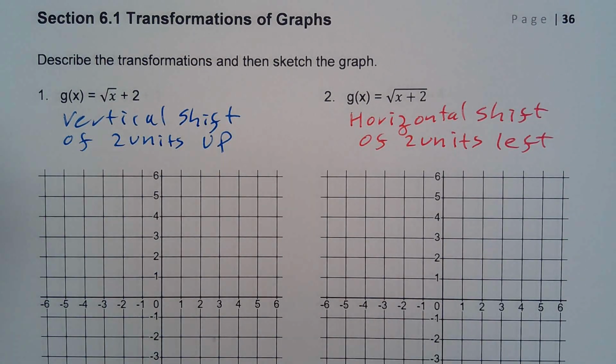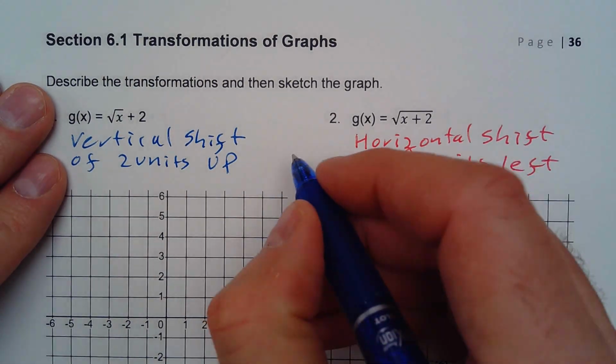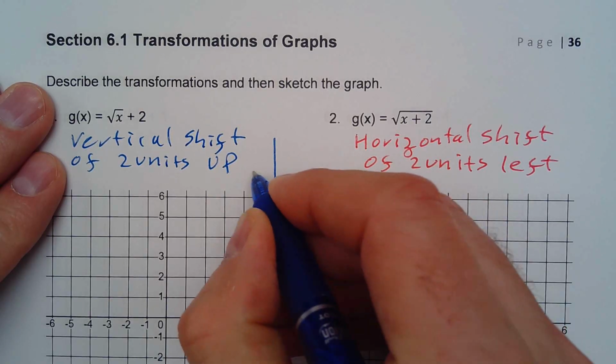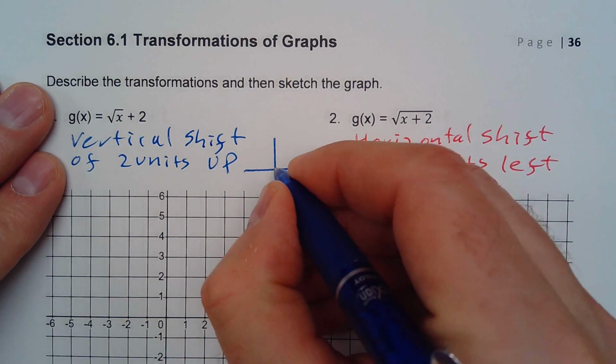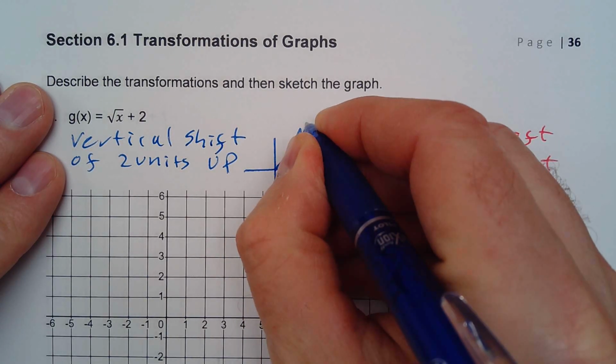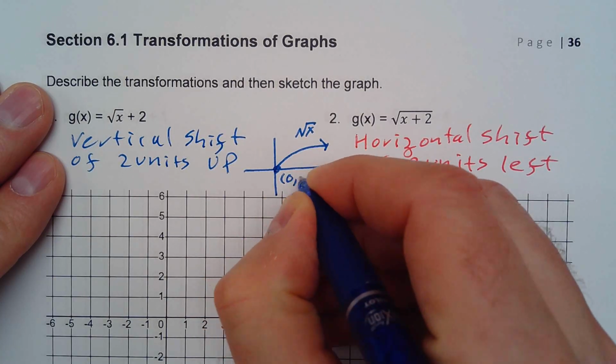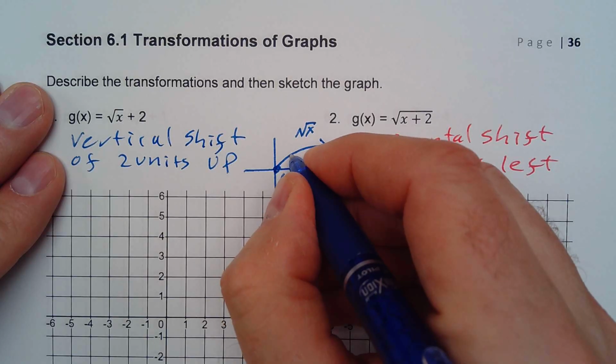Now this is why I ask you to make sure you have that parent function memorized before. If we look at the square root of x, here's the parent function. It looks something like this. And we have these 3 points, or what I sometimes call anchor points.